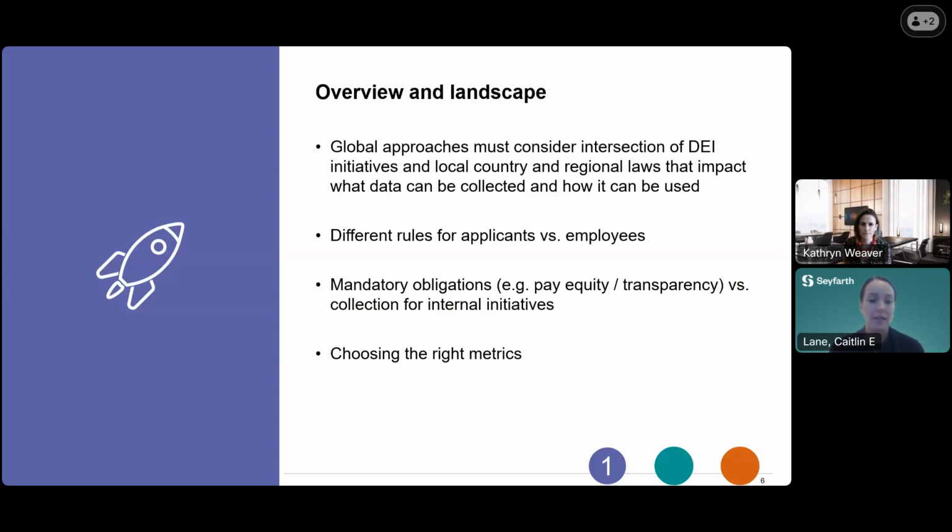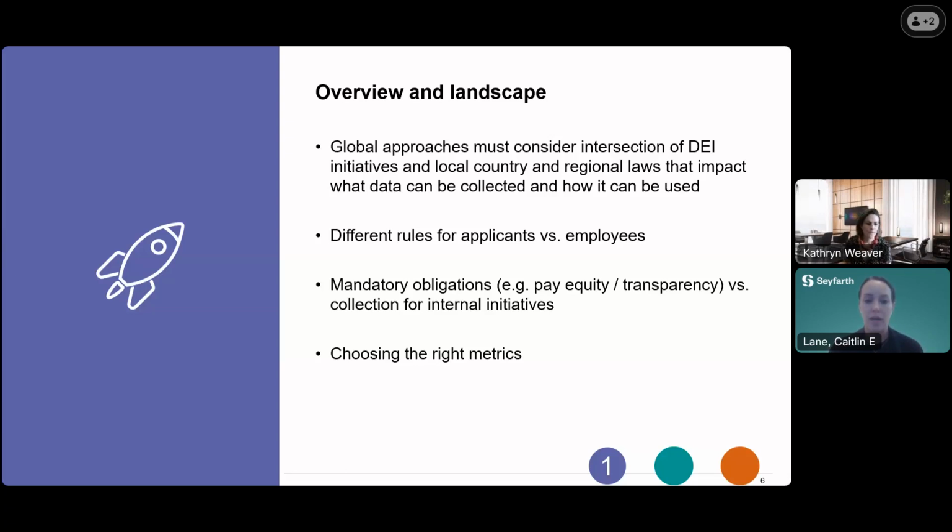What companies can collect can also be impacted by mandatory reporting obligations. For instance, in certain jurisdictions, pay equity and transparency legislation requires reporting on certain pay and gender metrics. So again, something to think about from a global perspective.